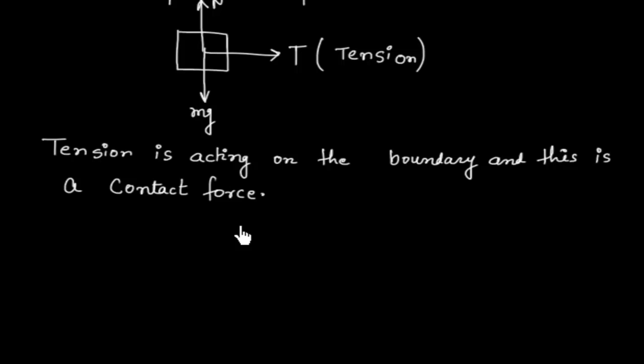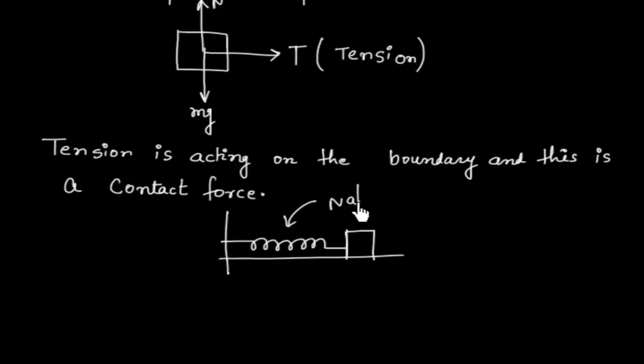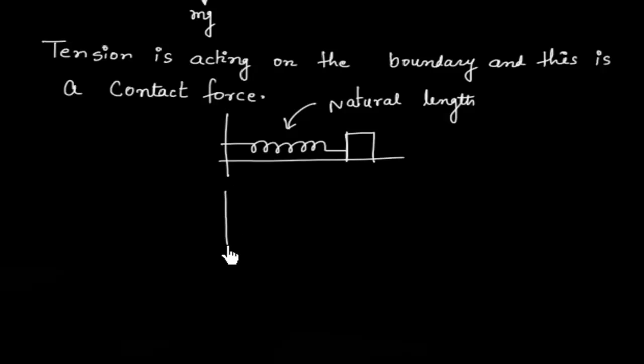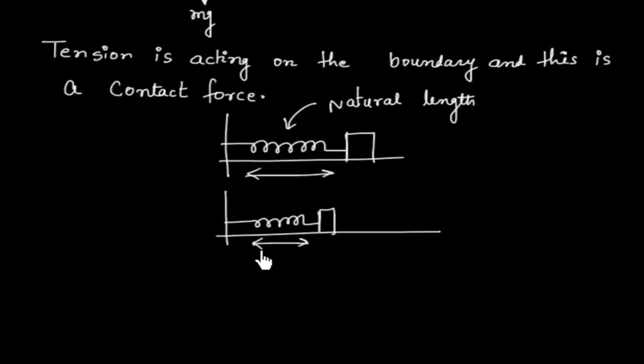Sometimes in place of tension you can also have a compression. So let us say I have this mass, and I have a spring here. This spring is at natural length, which means neither compressed nor elongated. Now if somebody tries to push this spring, the spring is now shorter than its natural length. So in this case the spring is compressed.